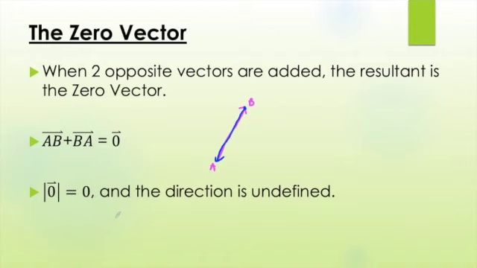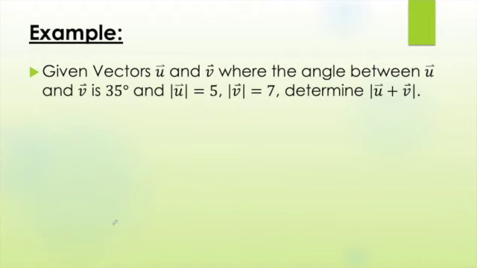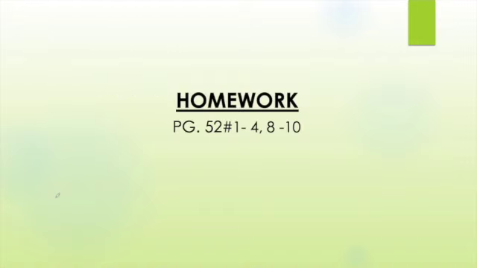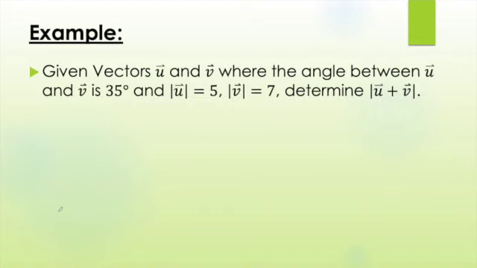Okay, we're going to go through one example, and then we're going to give you lots of homework time to practice with adding vectors. So given vectors u and v, where the angle between u and v is 35 degrees, and the absolute value of u is 5, and the absolute value of v is 7, determine u plus v. Okay, so what we're going to do here is draw vectors u and v with an angle of 35 degrees in between them.